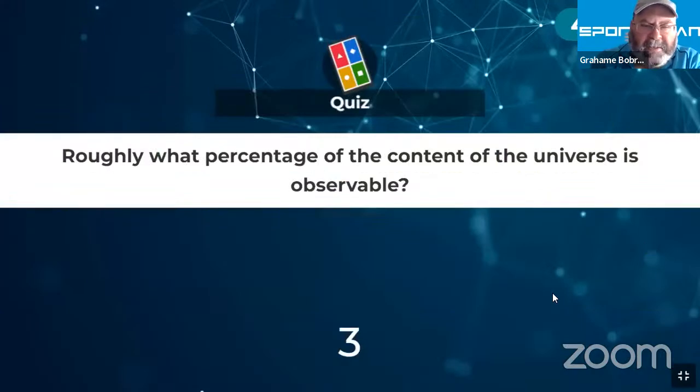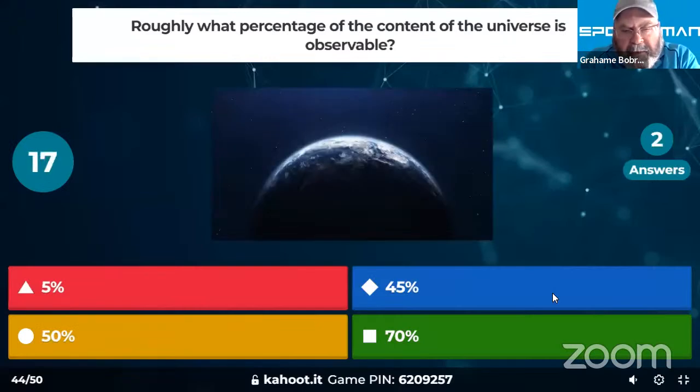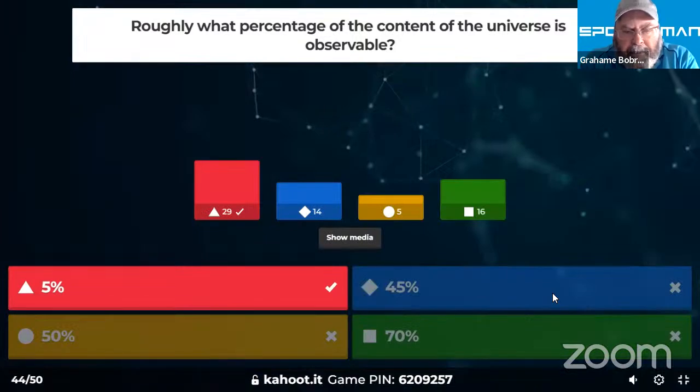Roughly what percentage of the content of the universe is observable? Roughly. How much of this universe of ours can be observed? 5% is what we can see, and apparently it's getting less and less.